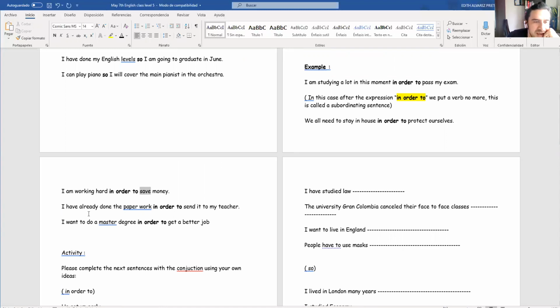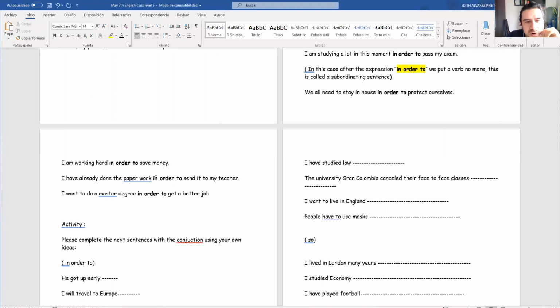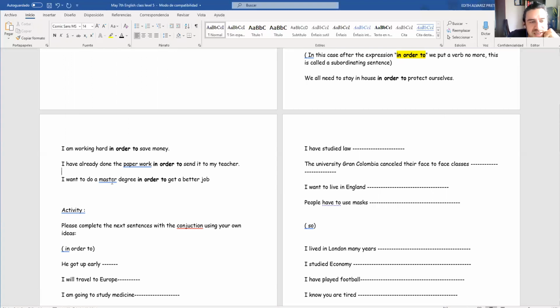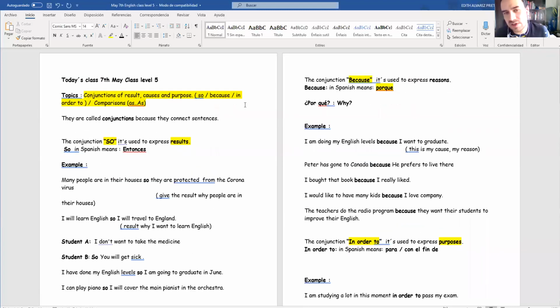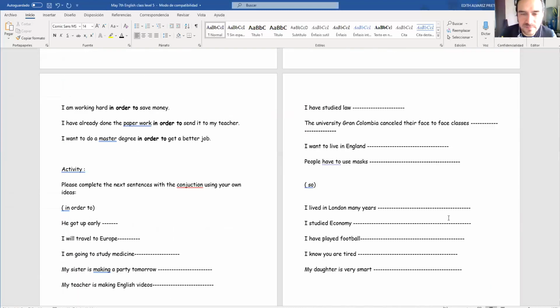Save es ahorrar plata. I have already done the paperwork in order to send it to my teacher. Ya he hecho la tarea con el fin de enviársela a mi profe. I want to do a master degree in order to get a better job. Estoy haciendo una maestría para, con el fin de get, obtener un mejor trabajo, ¿ok? That's the conjunction in order to. Entonces, acuérdense, in order to se subordina a esta. Entonces, se subordina colocándole un verbo, ¿listo? And so, si va con otra oración, ¿no? Con two sentences, because two sentences, ¿ok?